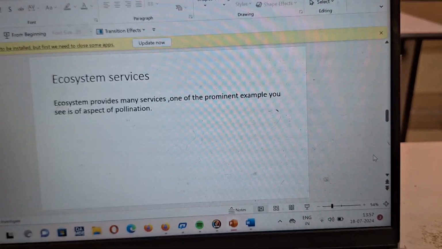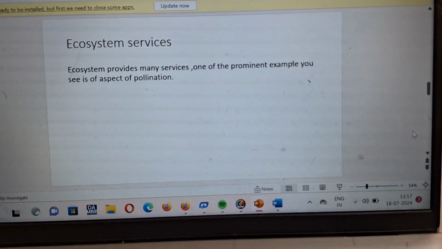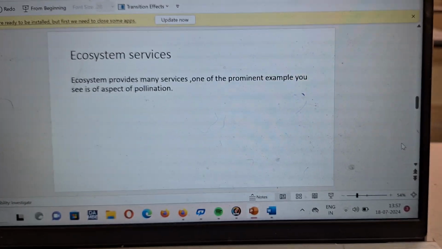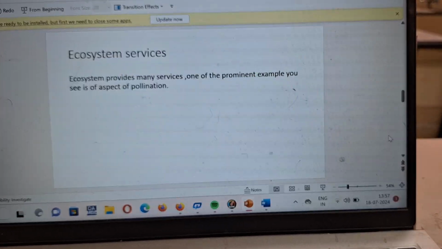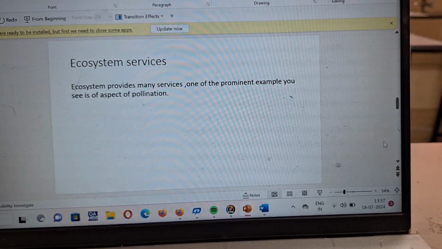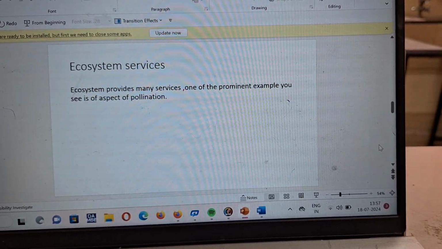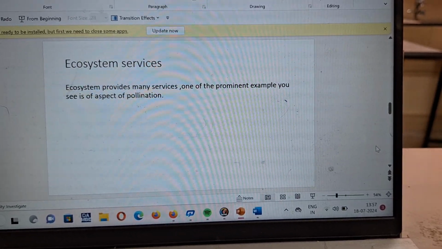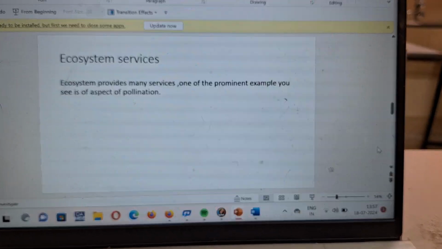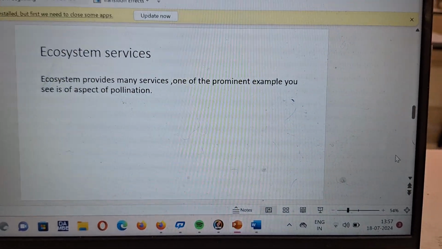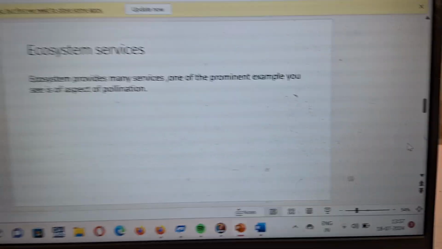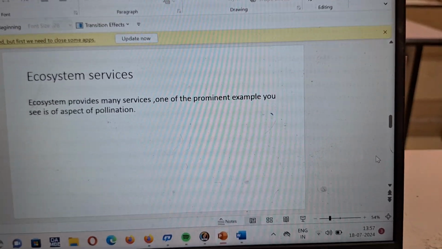Now, the ecosystem provides a number of services. For example, one of the prominent services of the ecosystem is pollination. In pollination, there are certain organisms, birds, which transfer the pollen from one flower to another flower of the same plant or other plants. So the ecosystem is providing such organisms which help in pollination.